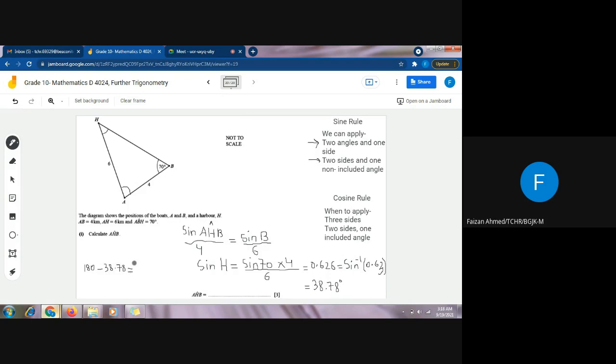The problem with this angle is that if I take 141.2, and since one angle is already given, that is 70, the sum of these two will be greater than 180, so that is not possible for a triangle, because we know that in a triangle the sum is equal to 180. So I will go with this value 38.78, the acute value. So the angle AHB is coming out as 38.78.